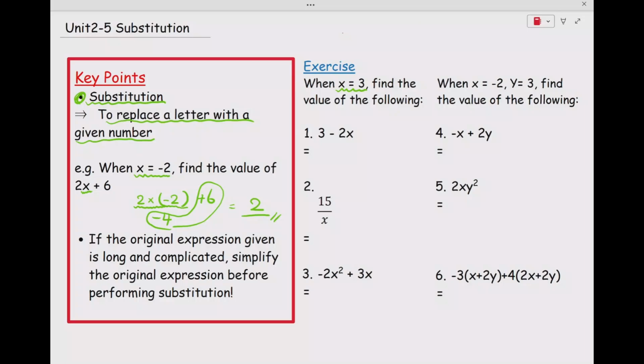First, x equals 3 is given, meaning that the letter x in the expression 3 minus 2x is replaced with 3. So, replacing x in the original expression with 3 gives 3 minus 2 times 3. Now all we have to do is to calculate this. So minus 2 times 3 equals minus 6. And plus 3 minus 6 equals minus 3. So the answer is minus 3.